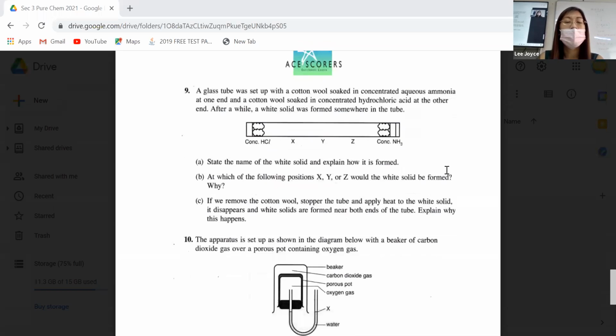So a standard template. First of all, question 9 shows a glass tube, soaked in concentrated aqueous ammonia at one end and a cotton wool with concentrated hydrochloric acid at the other end. So after some time, a white solid was formed somewhere near the tube, right? Have we done this question last week? We didn't, but we did a similar one in the MCQ. So I want to use this example to show the template again on how to answer such structured questions.